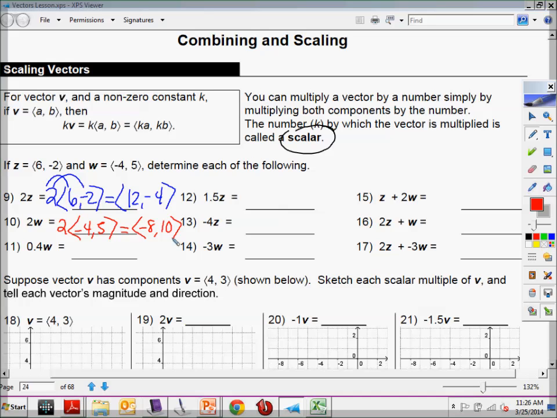The factor is 0.4. 0.4 is between 0 and 1, so what's going to happen to my w vector? It's going to cut it a little more than half, because a half is 0.5. My current measurements of my vector are negative 4 and 5. What's 4 times negative 4? It would be negative 16, but I have a decimal, so it's negative 1.6. What's 4 times 5? 20, but I have a decimal place, so it's 2.0.